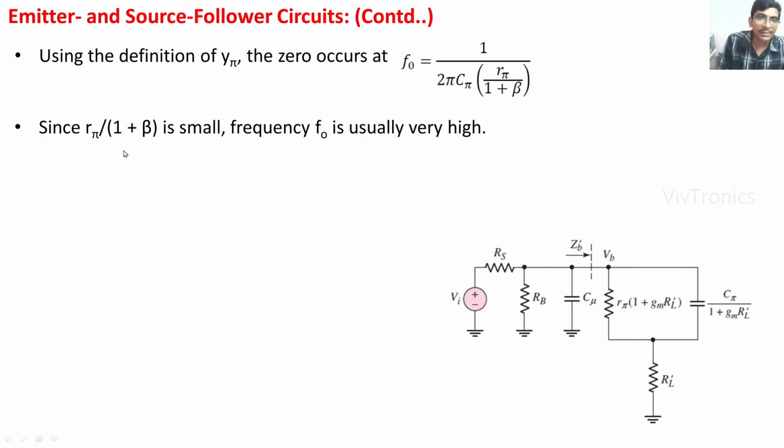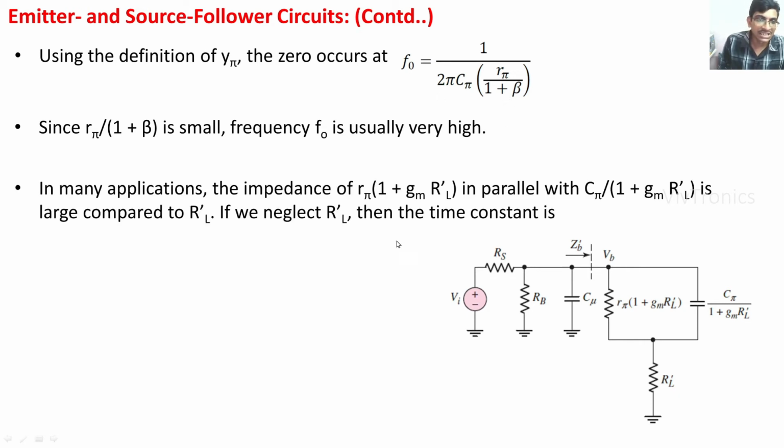Since this R pi by 1 plus beta is a very small value, the frequency F naught is usually very high, because F naught and this resistance value are inversely proportional to each other. In many applications, the impedance R pi into 1 plus gm RL dash in parallel with C pi divided by 1 plus gm RL dash is large when compared with the RL dash resistance.